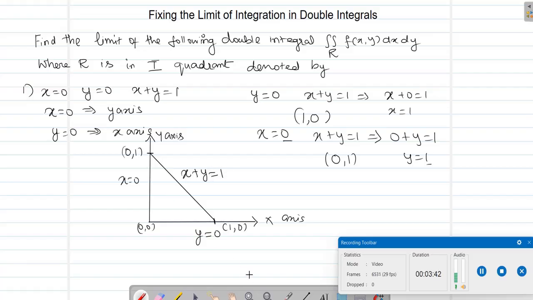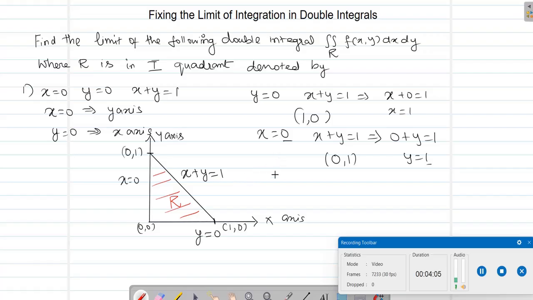Now the region of integration is the region which is bounded by these 3 lines. So which is the region bounded by these 3 lines? This triangular portion over here will be the region bounded by these 3 lines. So this is our region of integration R.